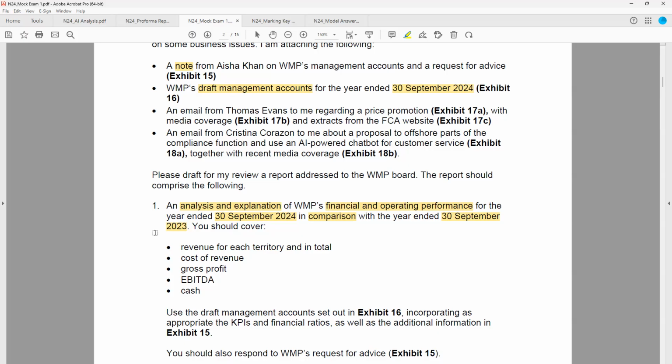You should cover revenue for each territory. So make sure you have a point on each territory there, and in total, as we always would, cost of revenue, gross profit, EBITDA, and cash. So a lot to do here in terms of the financial analysis.